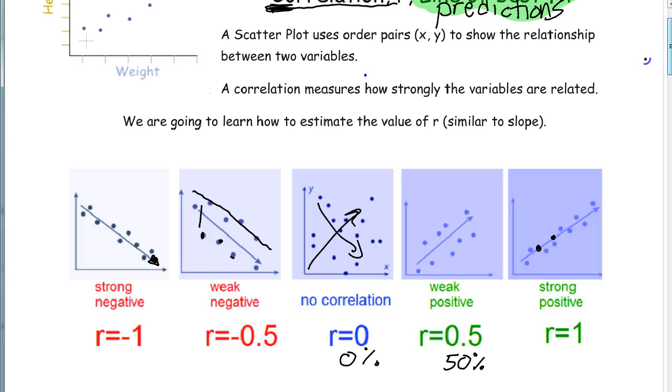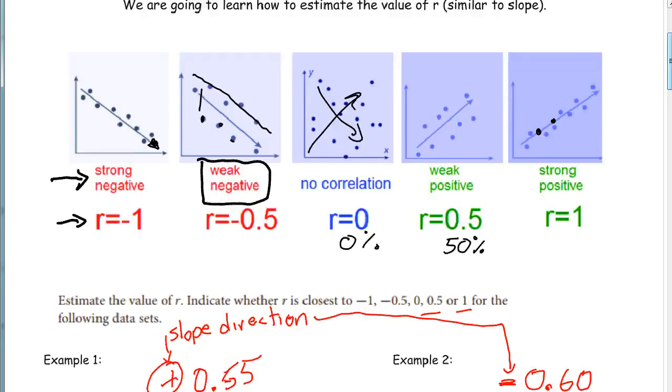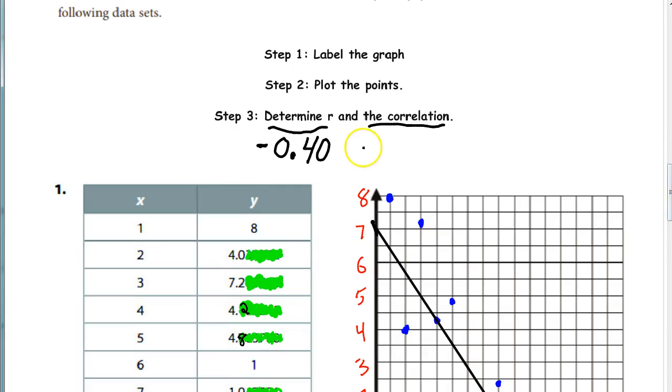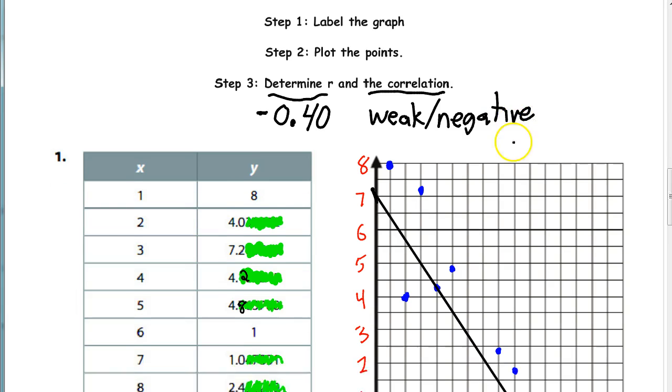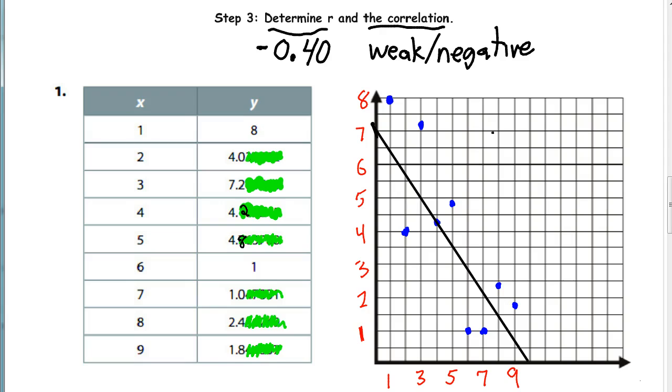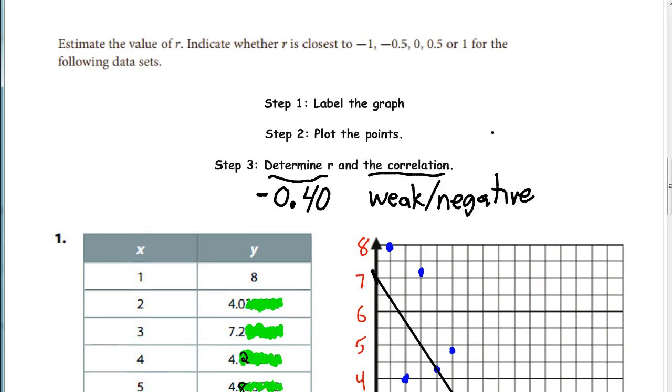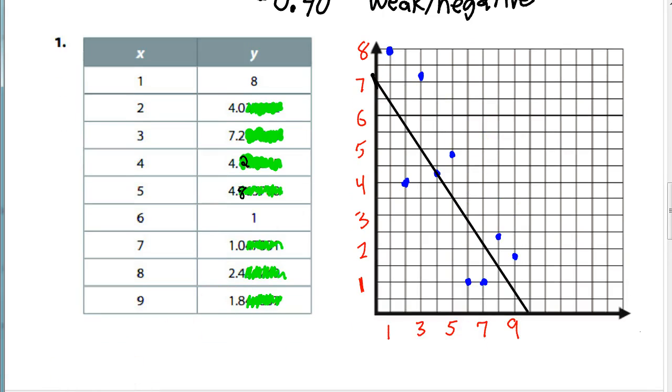Now, it says two things. Find R and the correlation. The R is this right here, of course. The correlation is this, a description of the relationship. So in our case, you could say it's weak, a negative weak or weak negative correlation. Okay. All right, so that's part one. It's just finding the correlation.